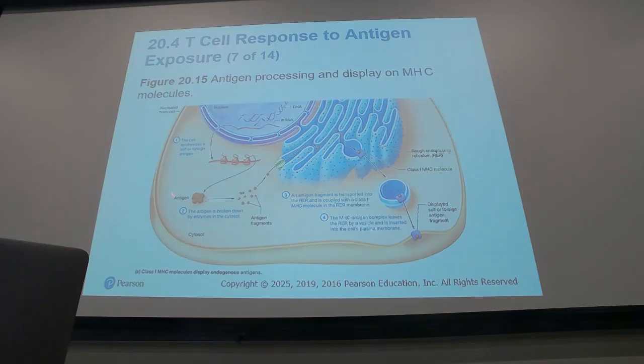So then that's what happened here. This antigen is broken into tiny pieces, and then it's put into this MHC, and then you keep it in the area, in the plasma membrane.